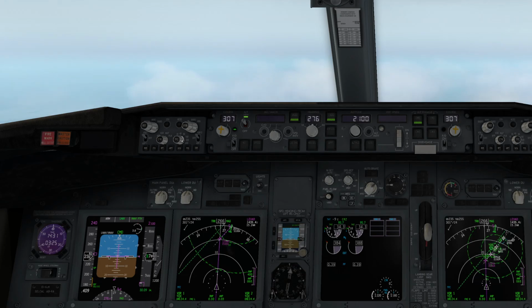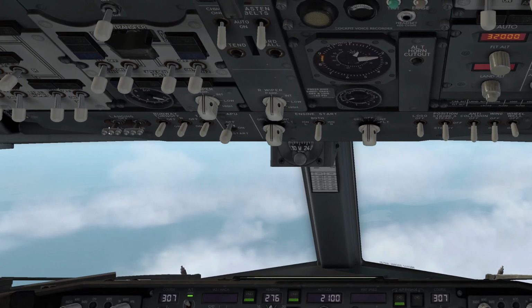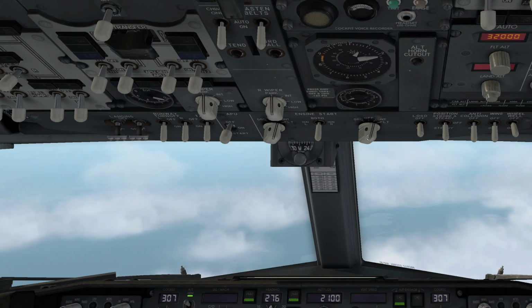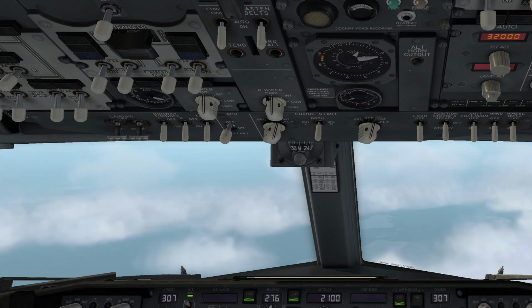So we have just passed 8,000 feet, so probably time to put some lights on. Landing light, runway turn off light, taxi light, engine start switches to continuous, and seatbelt sign is on.